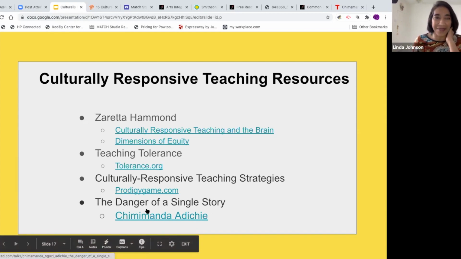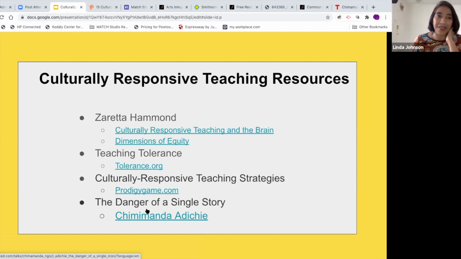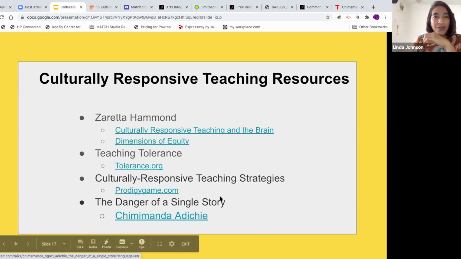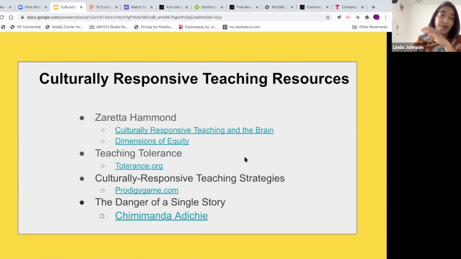But she talks about this single story, how we get a single story and then we make a judgment from that. And so this talks about the narrative and the cultural narrative and who gets to write it. And so when kids are getting to have student voice and choice with culturally responsive teaching, when we're using the arts with that, we are allowing them to rewrite the cultural narrative.